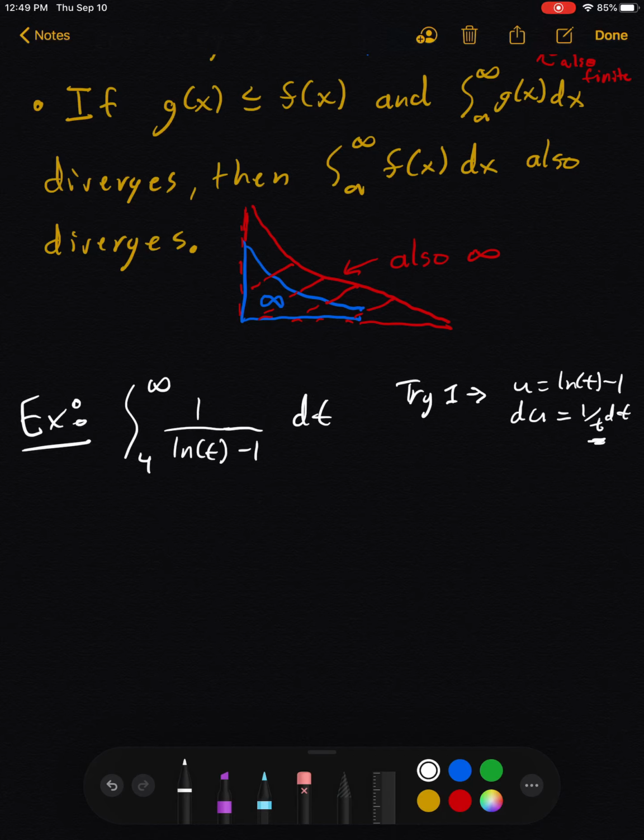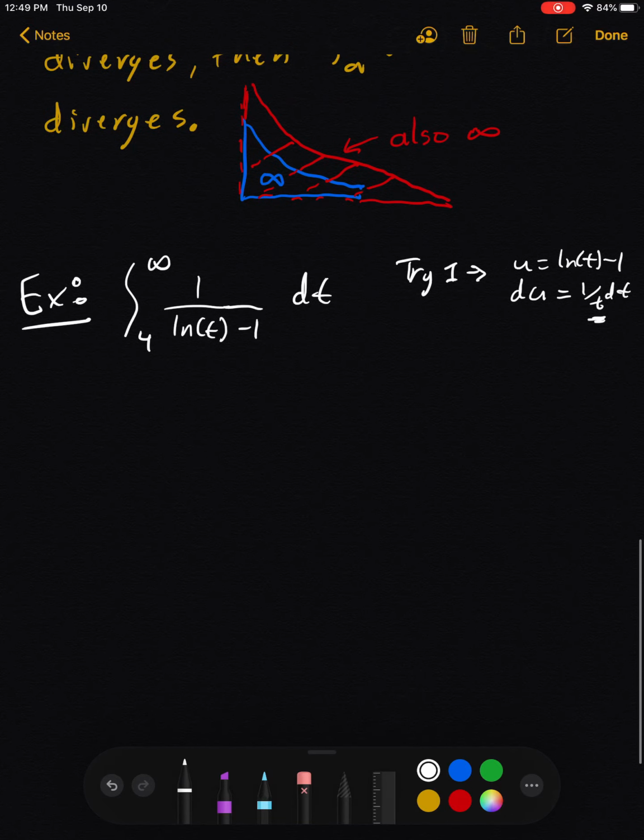You could try to do integration by parts, I suppose, and that might work. Sometimes you can do something like integration by parts to show that they converge or diverge. But in this case, that would be way more work than I would want to do. It's definitely going to be easier to think of a comparison. So this is going to be too hard, so we're going to try 2. We're going to make a comparison.